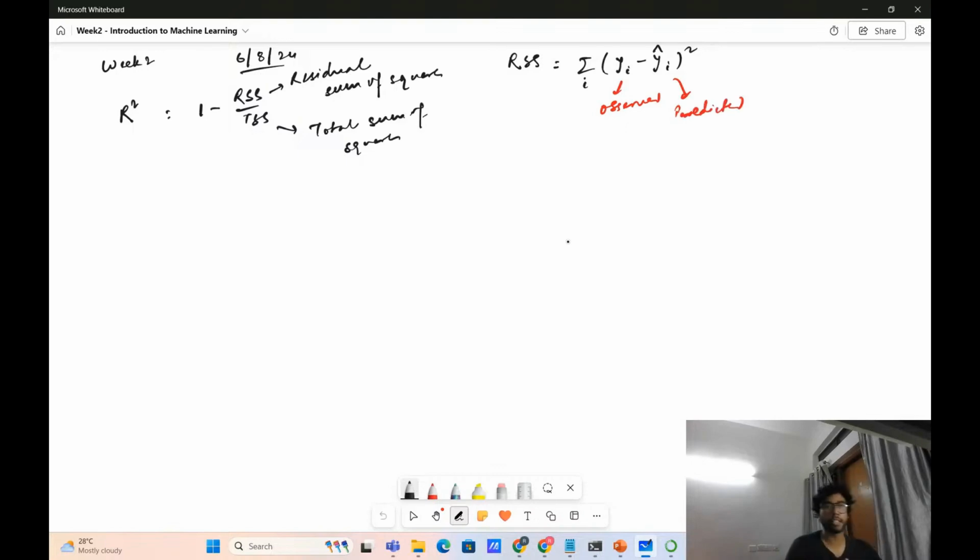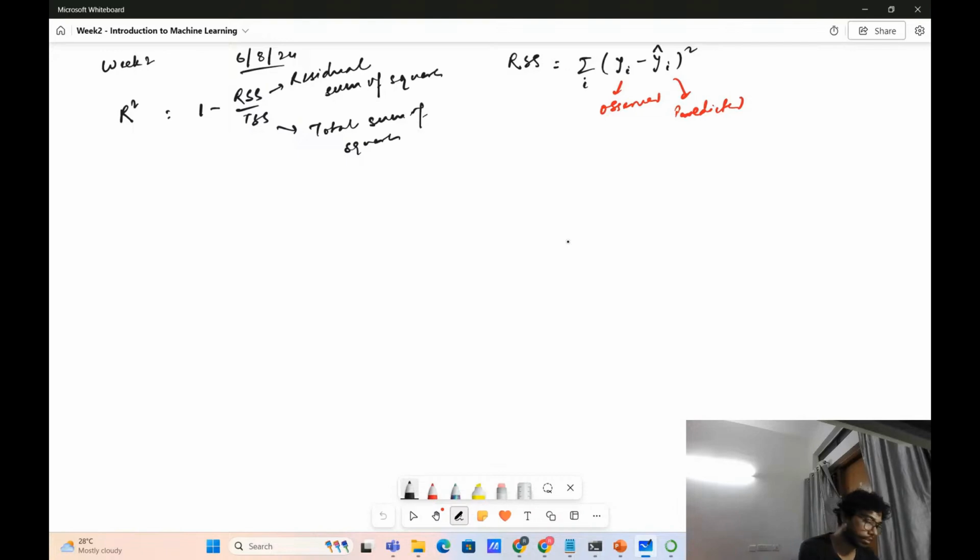If your model has exactly fitted the observations, then your observed values will be equal to the predicted values, and you will have zero residual. In that case, your R square value will be 1, that means 100%, so your model is 100% accurate. But you cannot have a 100% accurate model, so you will have some R square between 0 and 1.